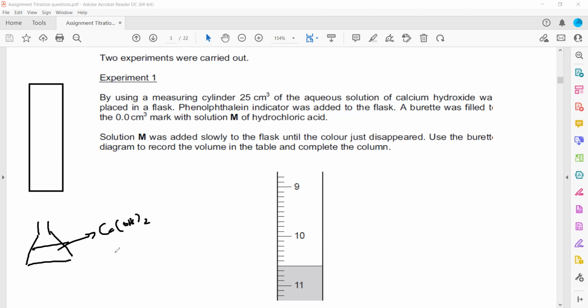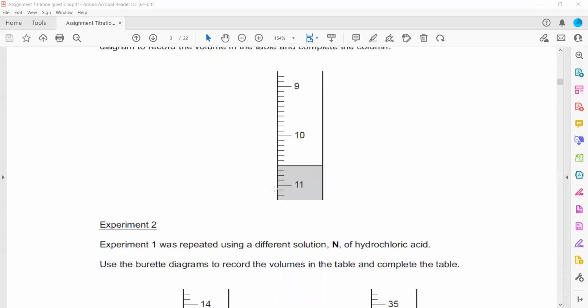And how much calcium hydroxide was used? 25 cm³. Then the burette is filled with solution M of hydrochloric acid. Solution M means hydrochloric acid with unknown concentration. That's why they label it M. The solution M was added slowly until the color disappeared. So using the burette diagram, record the volume. See how we record the volume, the difference between this experiment and the first experiment.